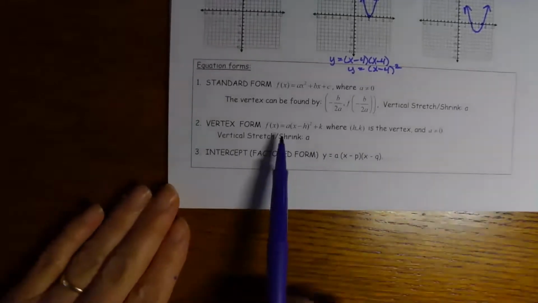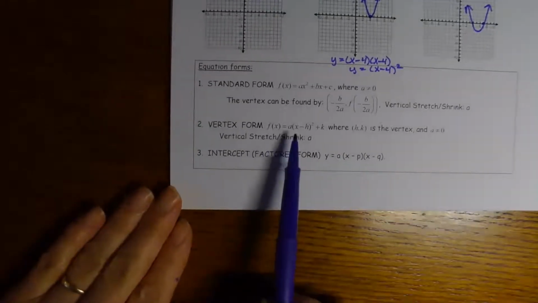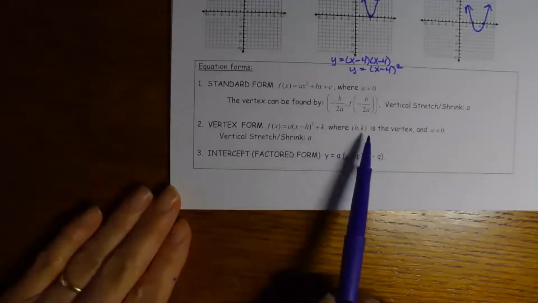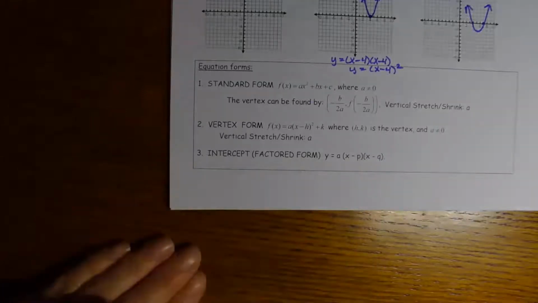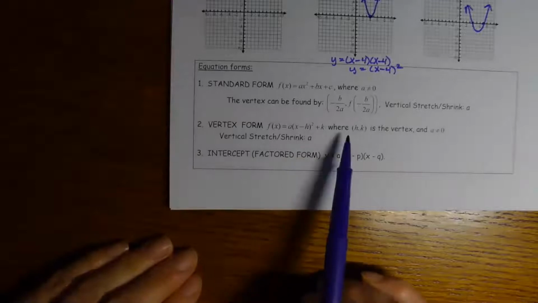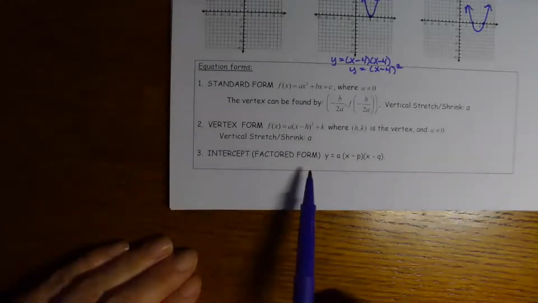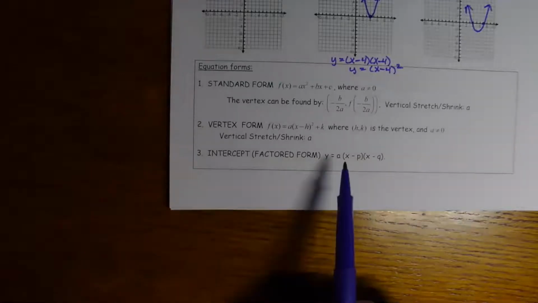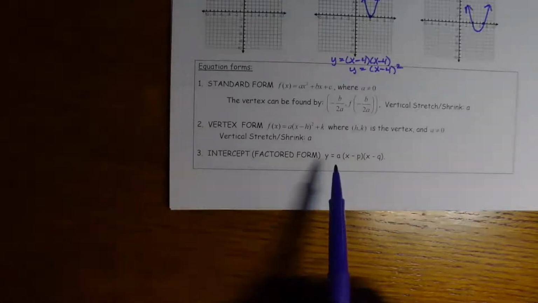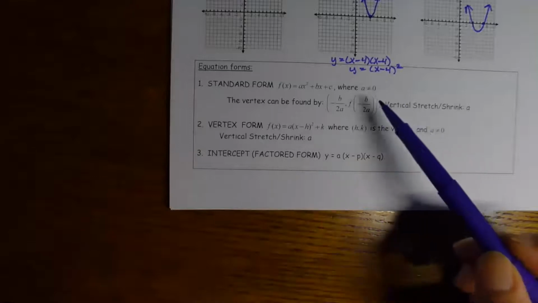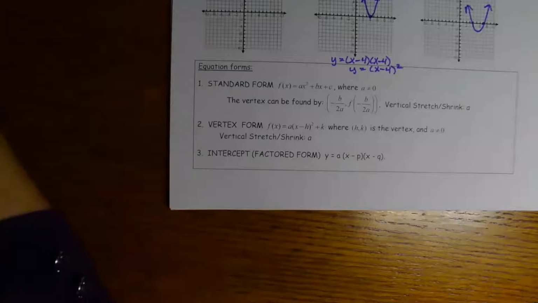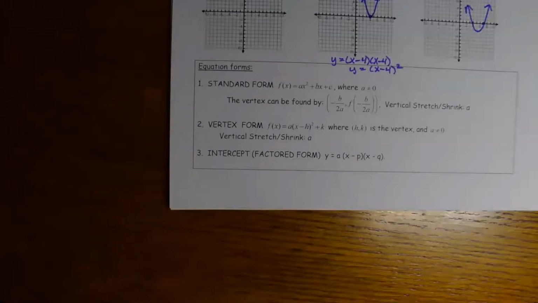Vertex form, f of x equals a times x minus h plus k, where h, k is the vertex. That's a nice form because you can immediately read the vertex. That's very handy. Intercept form means it's factored, like x minus 3 times x minus 7. There can still be an a out front, right? And as we work through these, you'll see there's advantages to having a certain form in certain situations.